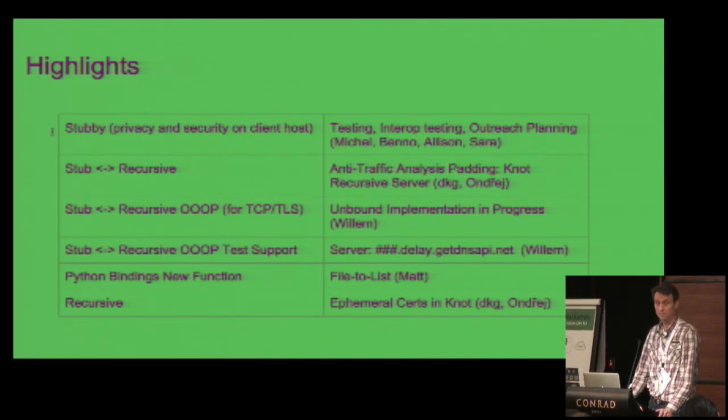Out of order processing, I'll come to that later in more detail, because now it's probably not very clear. Python bindings to new functions we introduced in our library, the getDNS library. And in the recursive resolver, we introduced, for the Knot resolver, ephemeral certs, added by Andre and DKG.